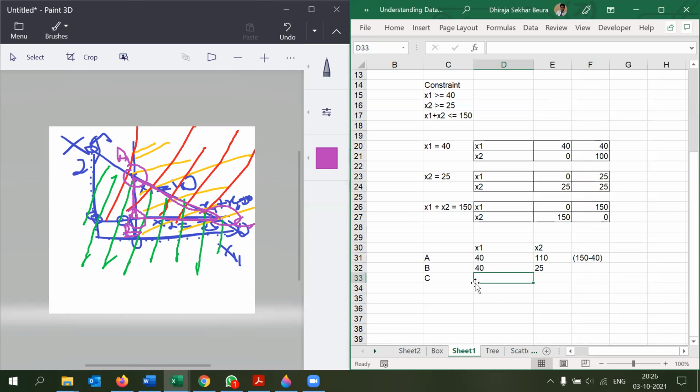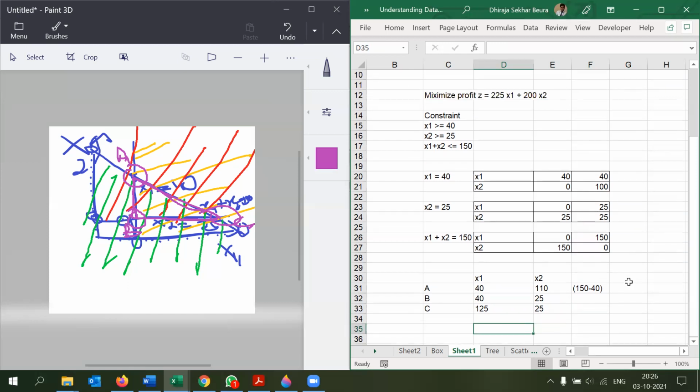Solve it yourself and tell me what the coordinates are. 125 and 25. Once more, please. 125 and 25. Anybody who doesn't agree with it or wants clarification about this, you can solve it. Not a problem. Perfect. Everybody agrees with it? Any doubts? No. Okay. Awesome.